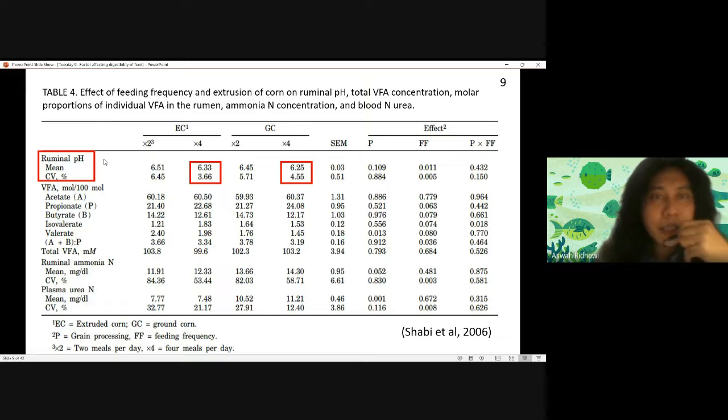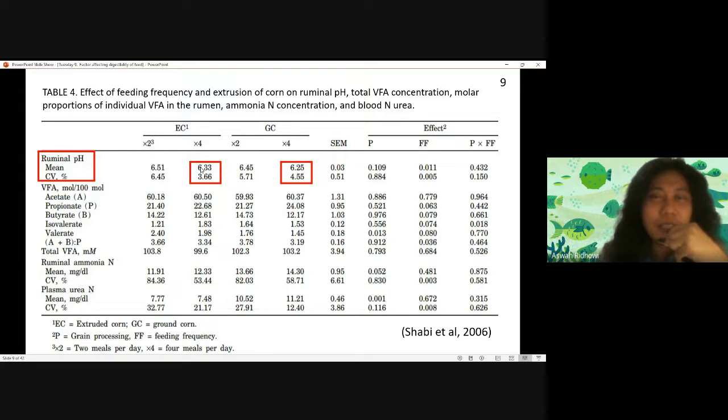Related to the pH in this case, this is the mean and this is the CV. The mean is the value of the pH itself from different feeding frequencies, 2 and 4 times. And the CV here is the variation during the feeding frequency that they give feed to the animals. Yes, Ned. Yes, Ned. New.